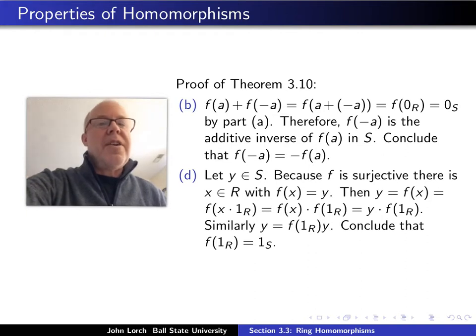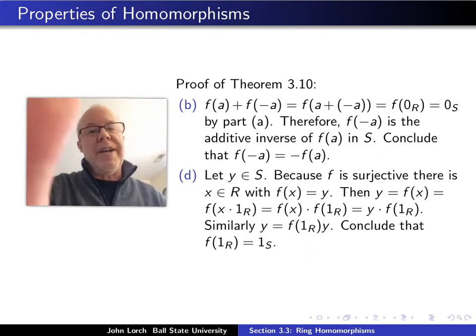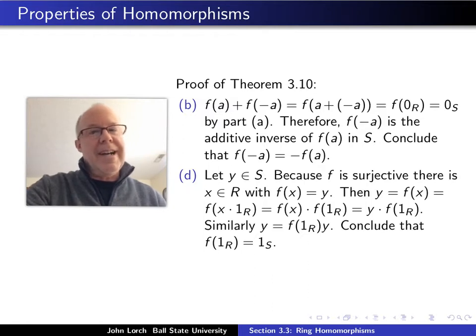Now we're going to talk a little bit about the proof of theorem 3.10. We're not going to do all of it, just a little bit. We're going to do parts B and D. You might recall that part B said that if you have a ring homomorphism, then the additive inverse of F of A is F of the additive inverse of A. So how do we show that?